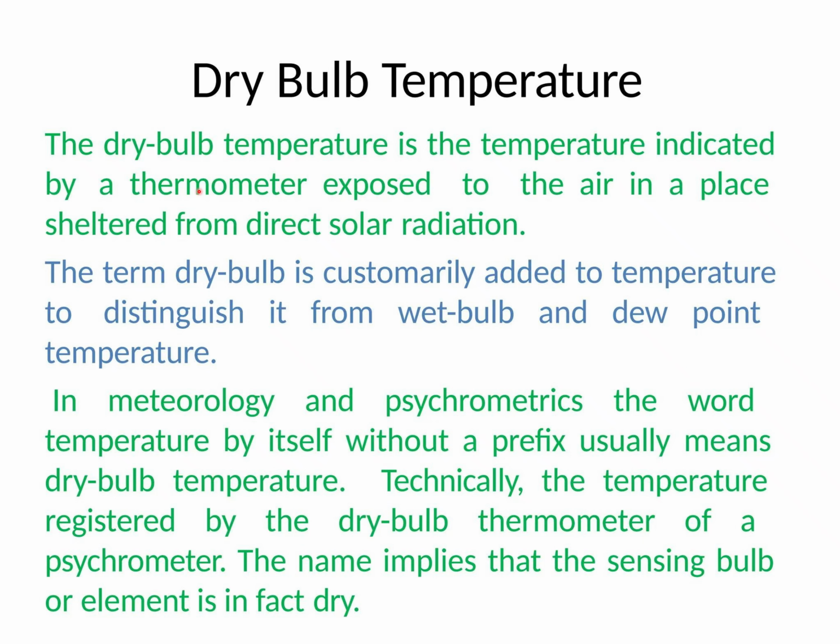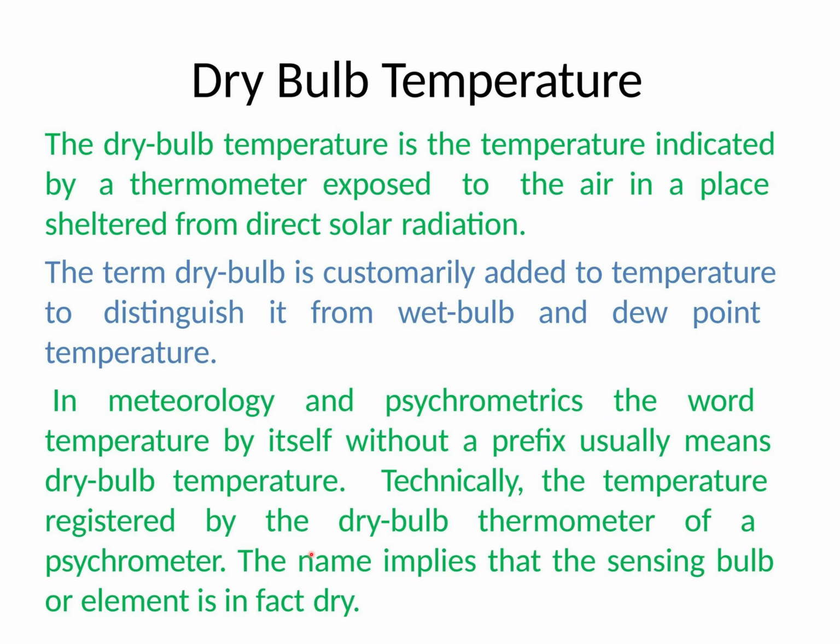Dry bulb temperature is the temperature indicated by a thermometer exposed to the air in a place sheltered from direct solar radiation. The term dry bulb is customarily added to temperature to distinguish it from wet bulb and dew point temperature. In meteorology and psychrometrics, the word temperature by itself without a prefix usually means dry bulb temperature. So whatever we are measuring in our daily life is nothing but dry bulb temperature. Whenever we are measuring our body temperature, it is dry bulb temperature. Whenever we are measuring the melting point of any substance, it is dry bulb temperature.